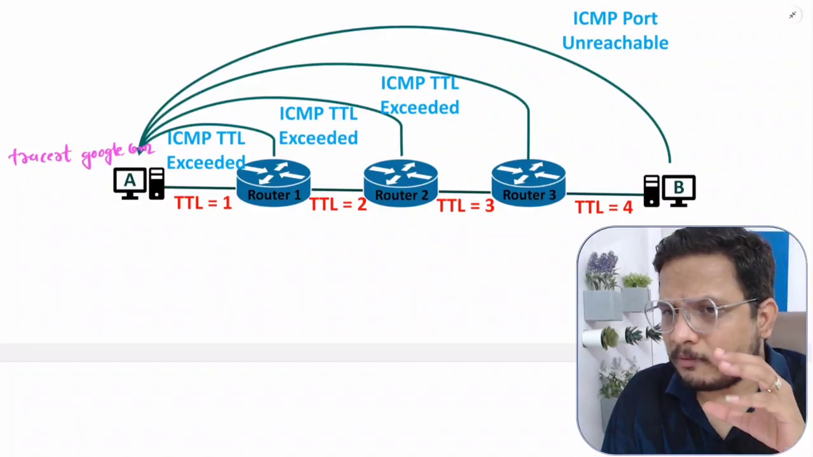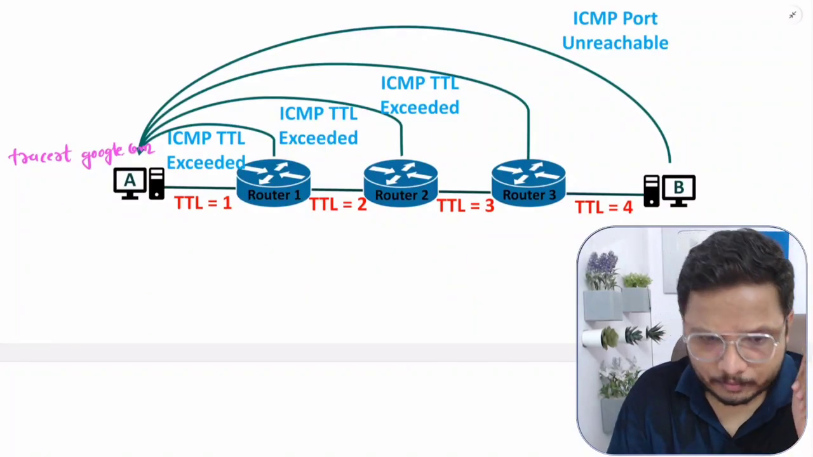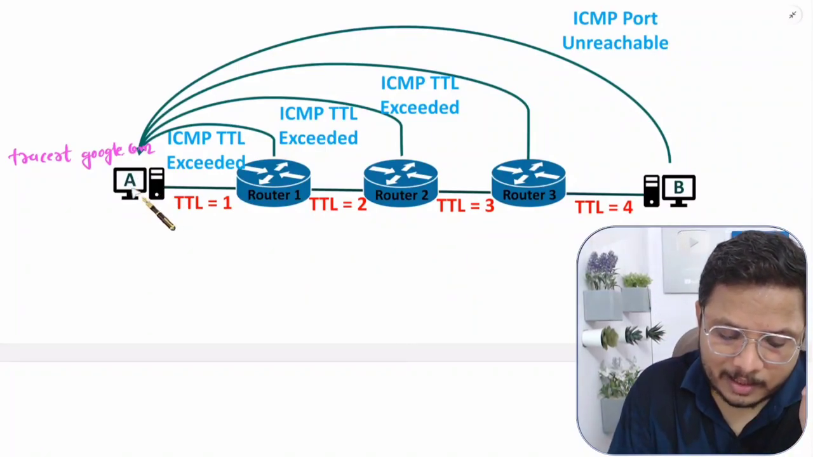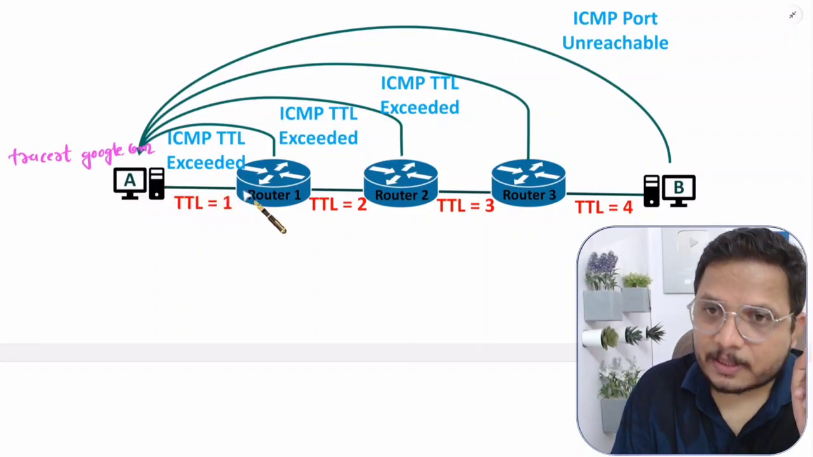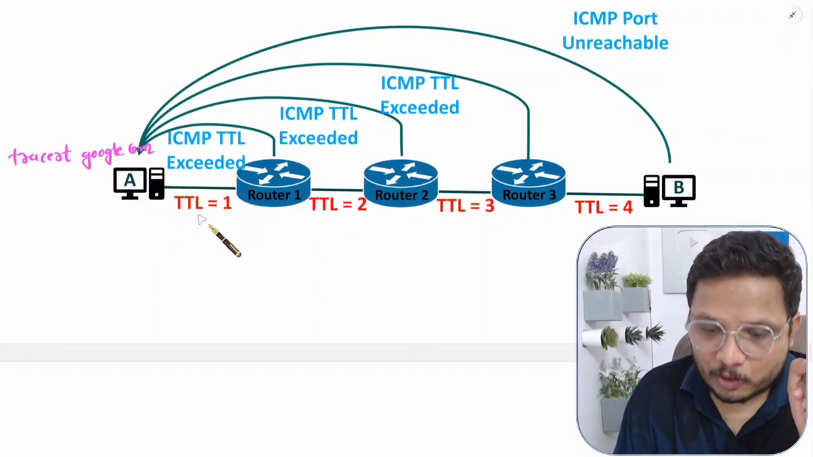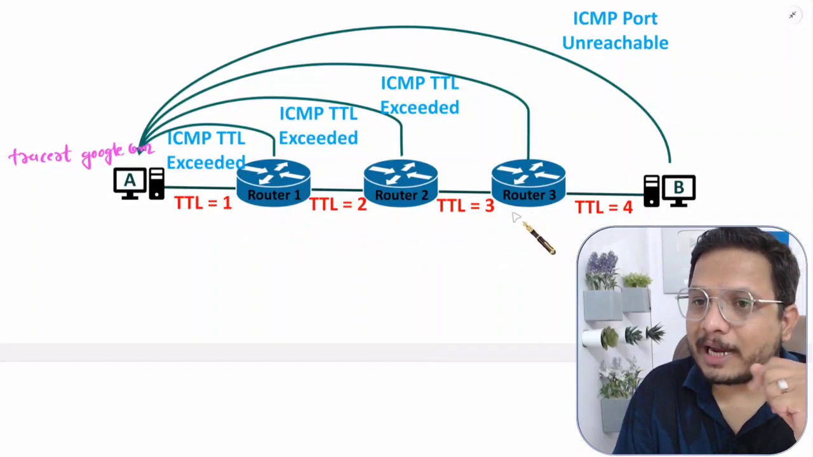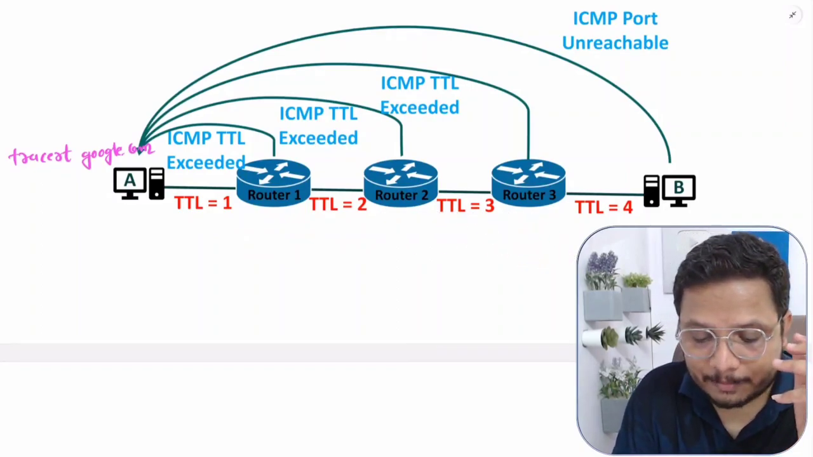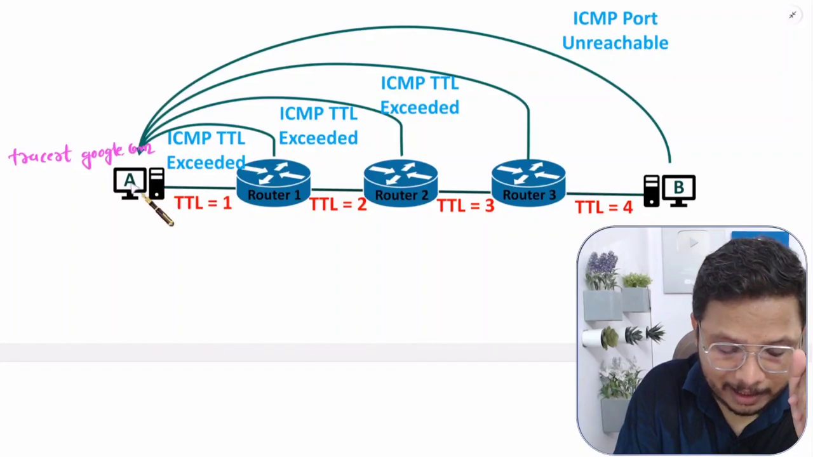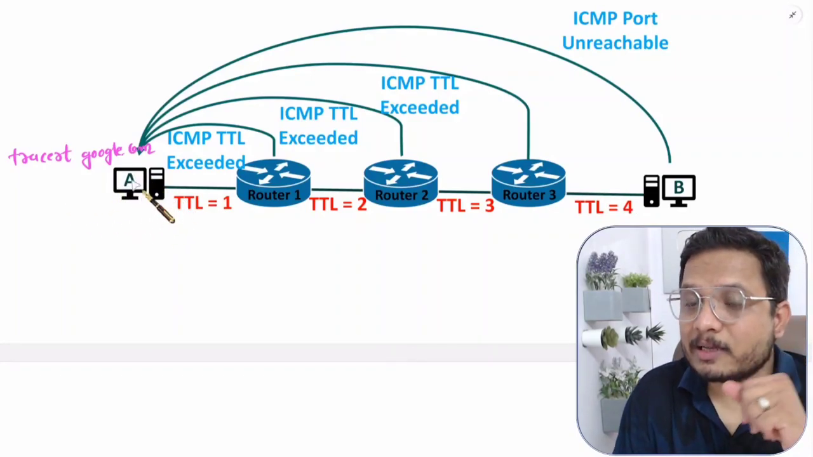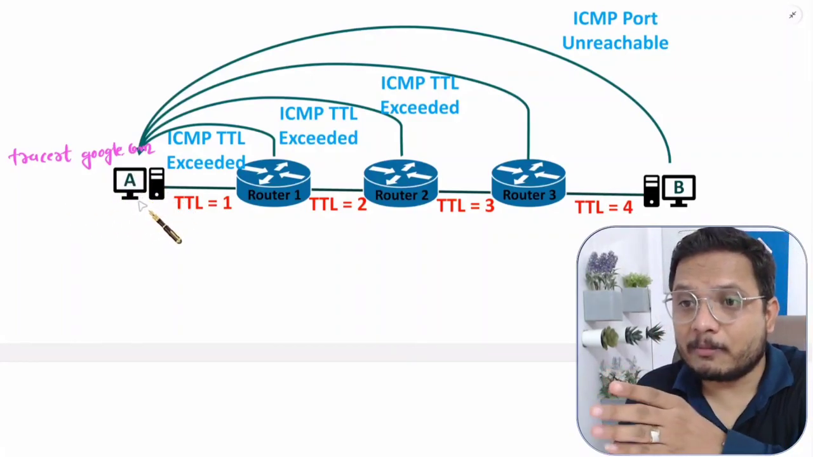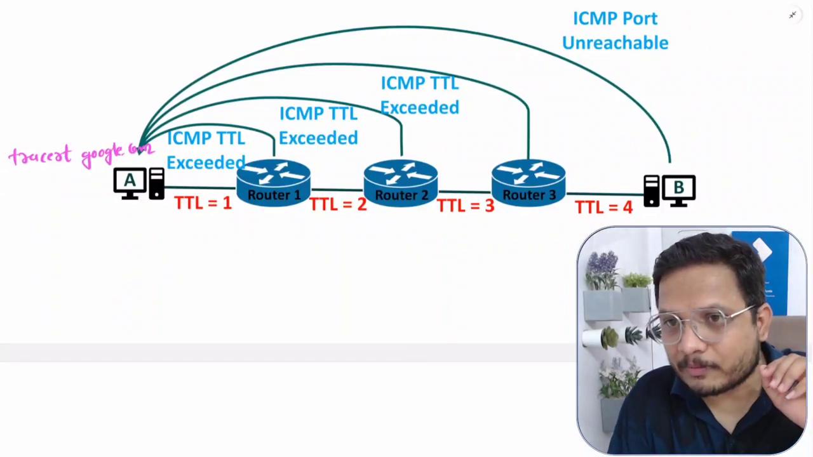So here are a few basic things that you should know. See, here this computer is sending frames with TTL equal to 1, 2, 3, and based on that it identifies how many hops are happening over here. So based on that, this computer is observing the path by which communication is happening.